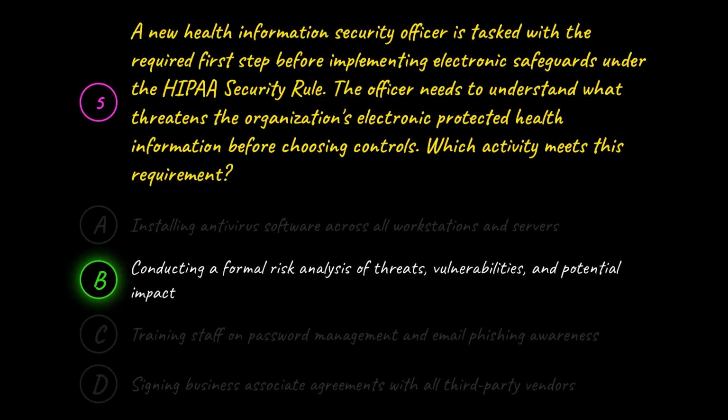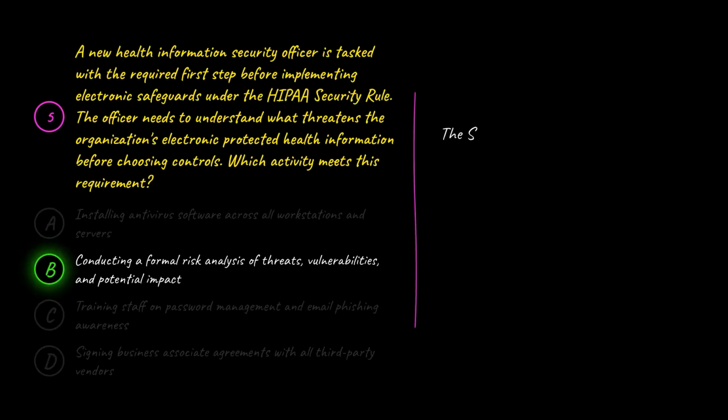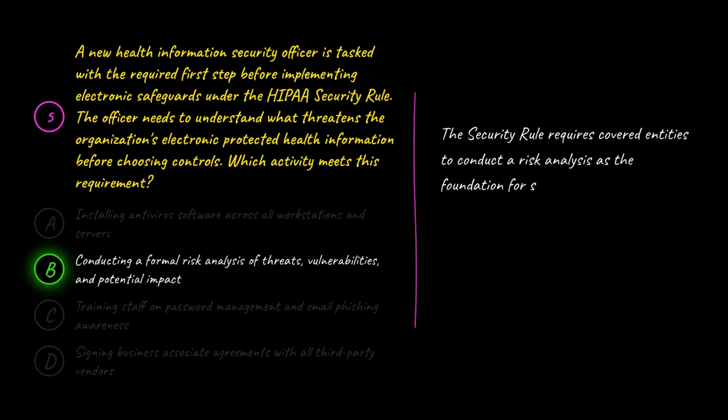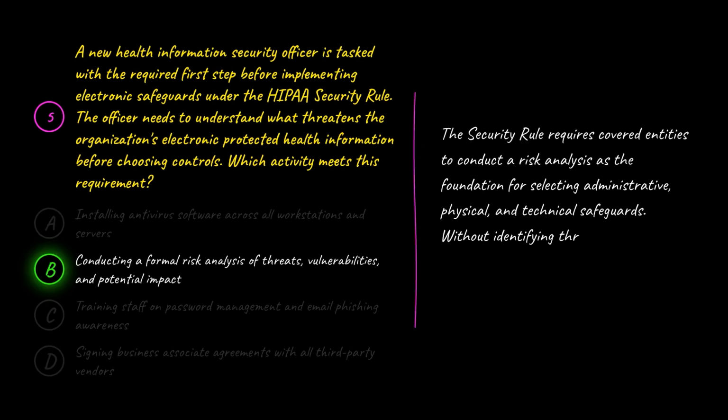The correct answer is B. Conducting a formal risk analysis of threats, vulnerabilities, and potential impact. B is correct because the security rule requires covered entities to conduct a risk analysis as the foundation for selecting administrative, physical, and technical safeguards. Without identifying threats and vulnerabilities first, control selection would be guesswork.